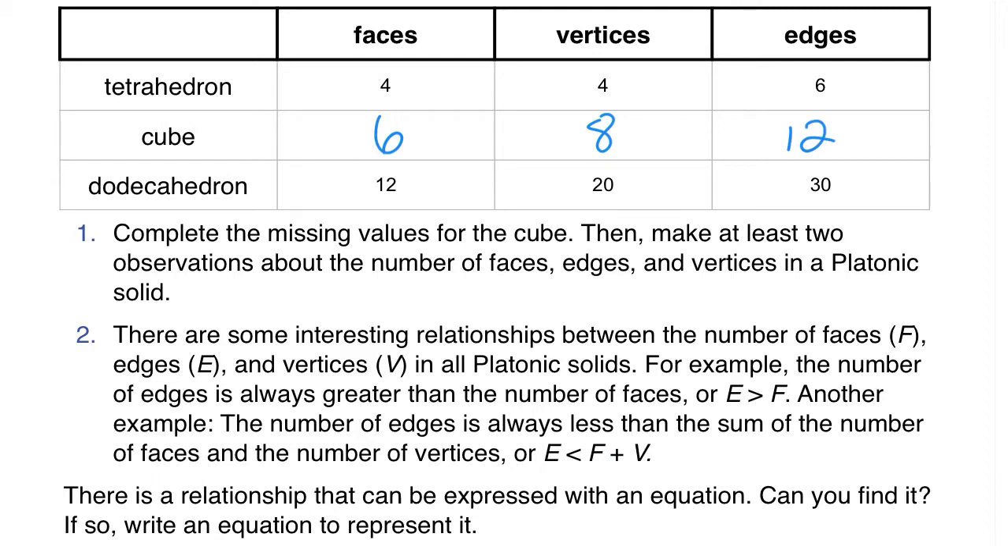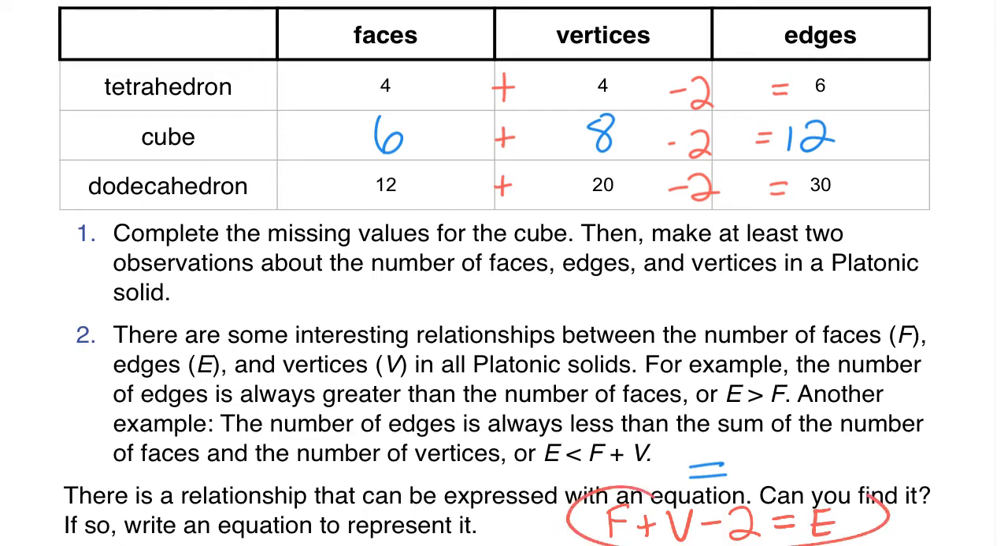Now, there is a relationship that can be represented with an equation. That means using an equal sign. So can you find it? I'll give you a hint. It does involve adding together your number of faces and vertices and then eventually getting the number of edges, but there's a step in between. Maybe you notice that if you take the number of faces, add together the number of vertices, and then subtract 2, that you always get the number of edges. So as an equation, we could write this as the number of faces plus the number of vertices minus 2 always equals the number of edges.